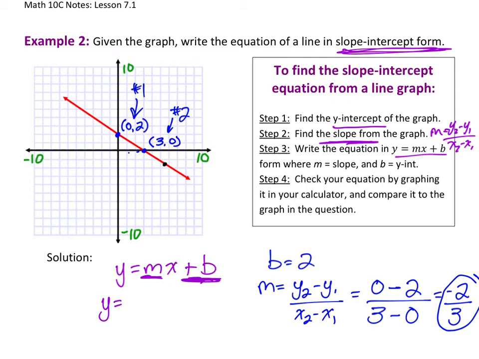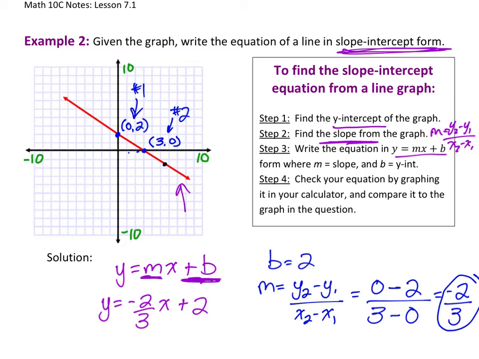All right, so the parameters: m, slope, is negative 2/3 times the variable x, and then the b value is positive, so it's plus 2. So the equation y equals negative 2/3 x plus 2 is the equation that would describe this line above.